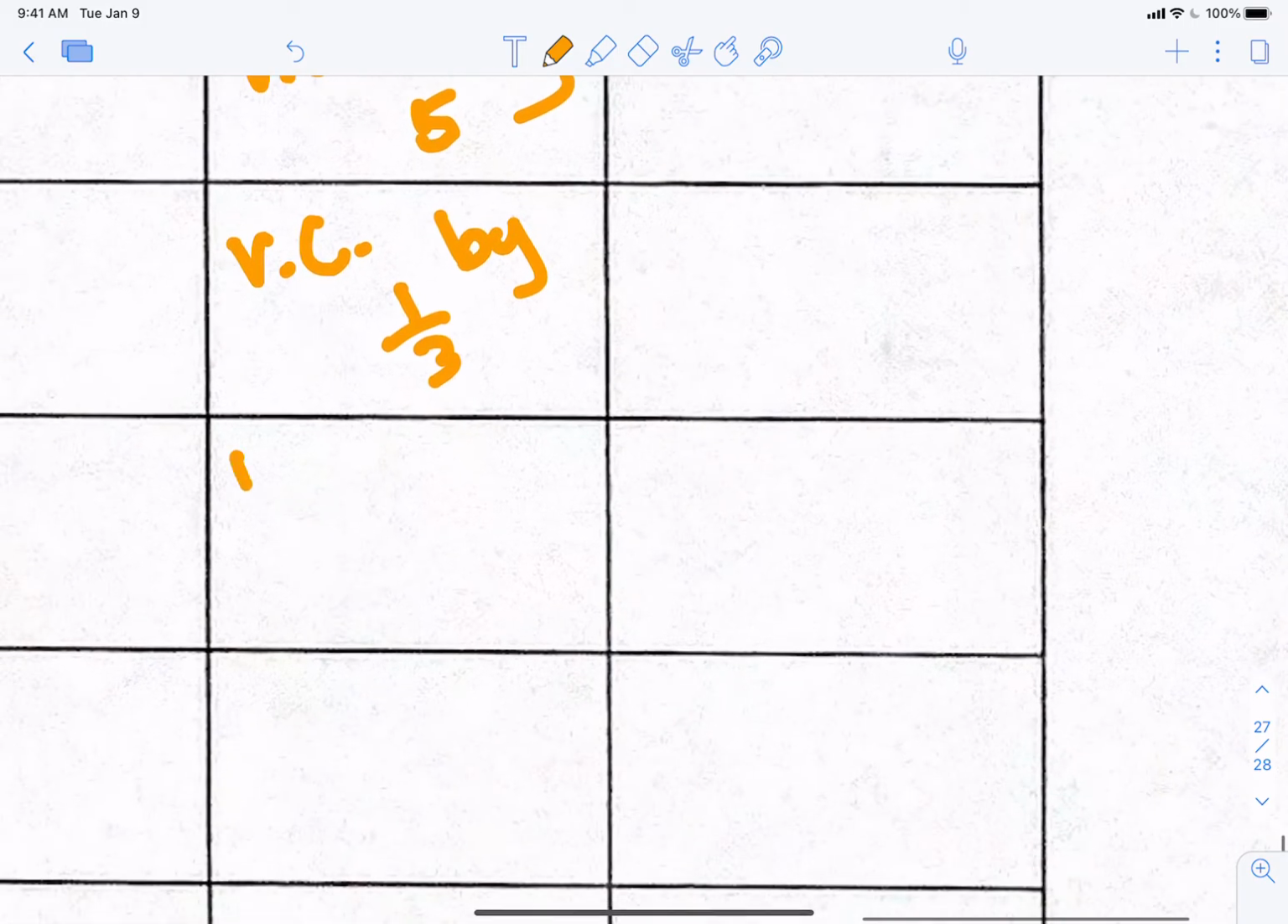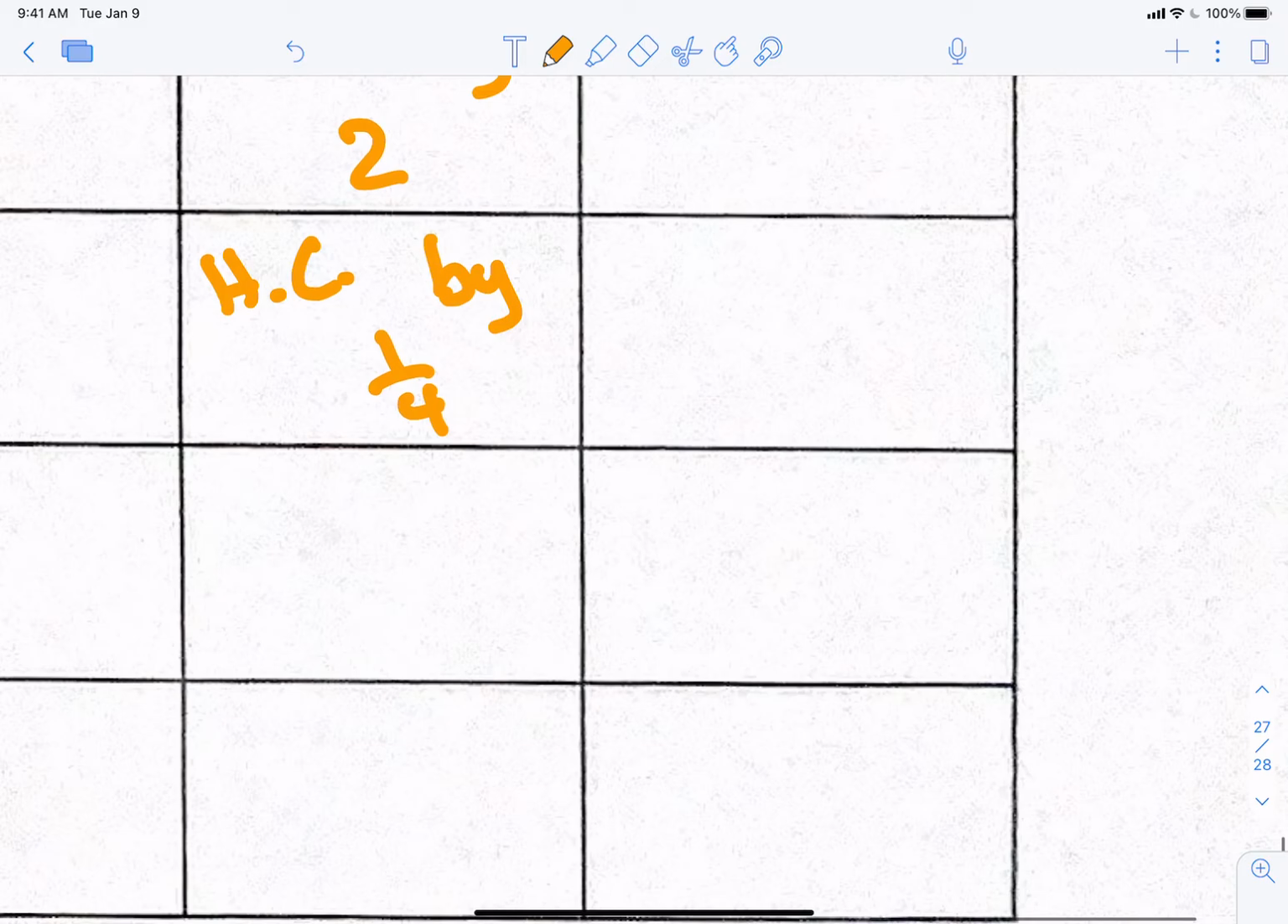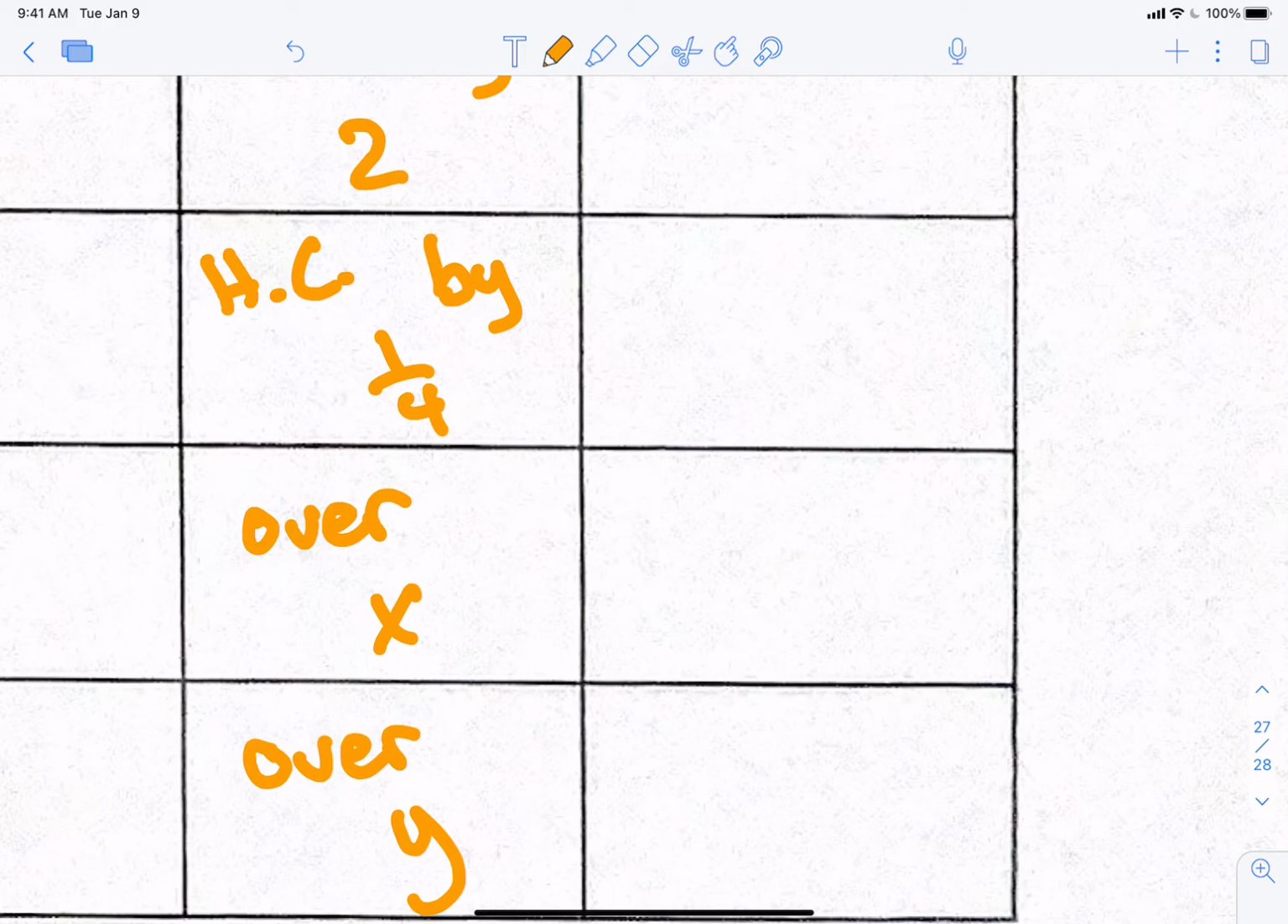Horizontal stretch by a factor of 2. Horizontal stretch by 2. Horizontal compression by a factor of 1/4. And then reflection over the x-axis and reflection over the y-axis. Over x, over y. I'm just writing that down in this column because I don't want to have to flip back and forth.